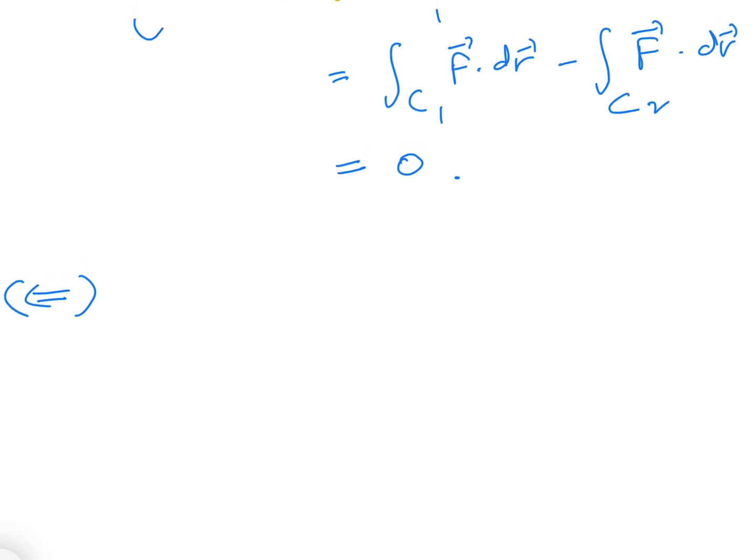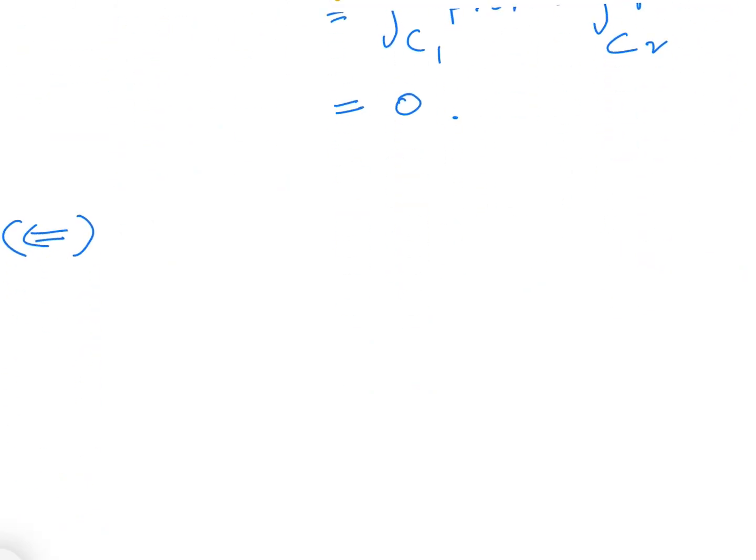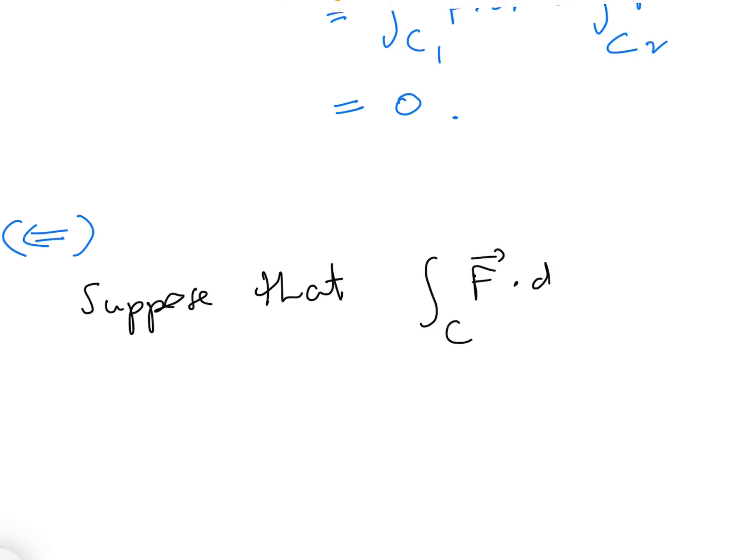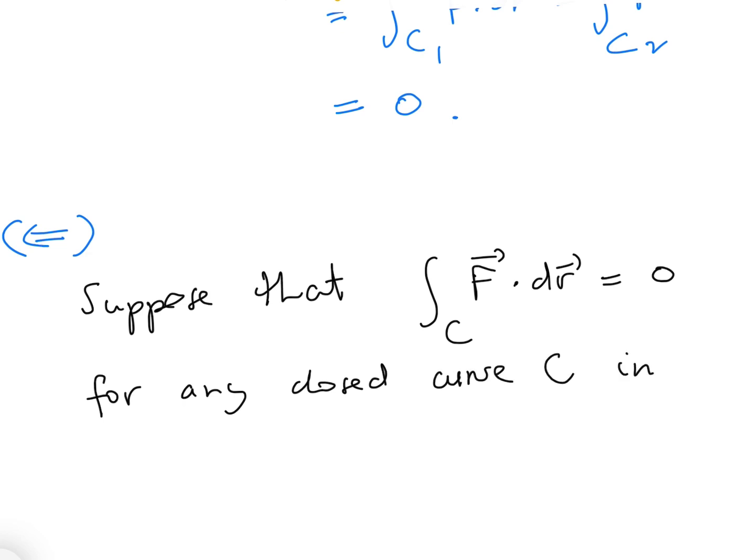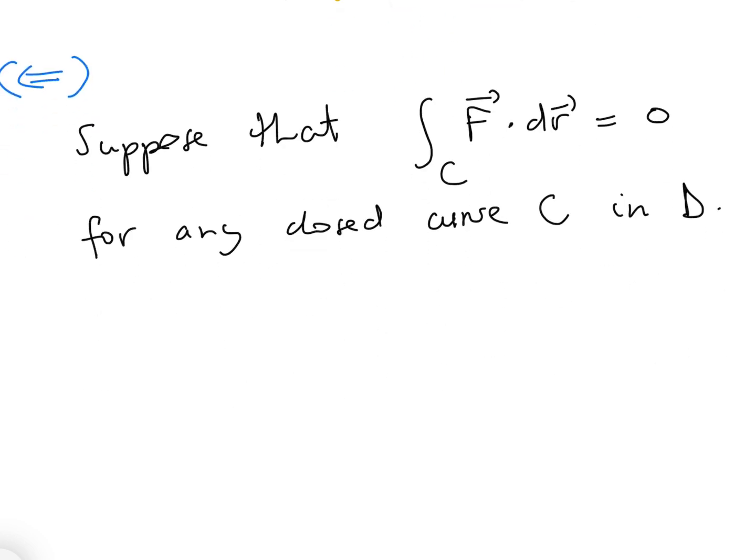So now we start with the following. We suppose that the line integral of f along C is equal to 0 for any closed curve C in D. Okay, so let's suppose this.